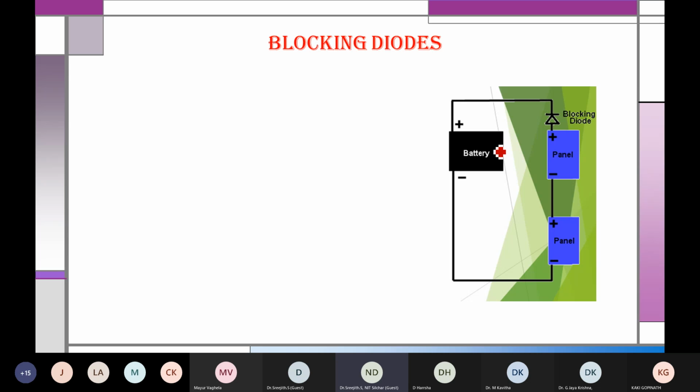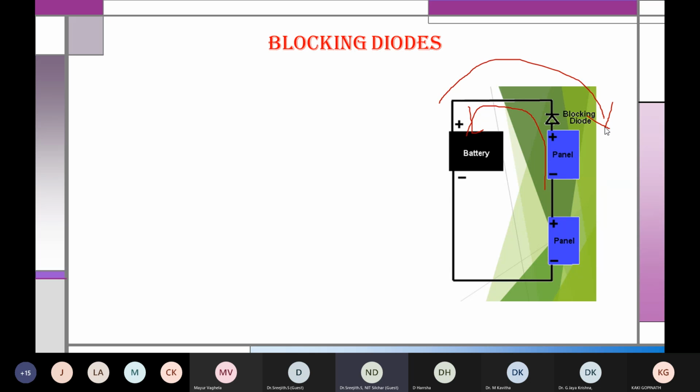The reason is that during the daytime you have plenty of solar radiation, so you have output from the solar panel and it will charge the battery. Current will flow in this direction. At night, you don't have solar radiation, so there won't be any output from the solar panel. The potential of the battery will be more than the potential across the solar panel, so current will start flowing in the opposite direction.